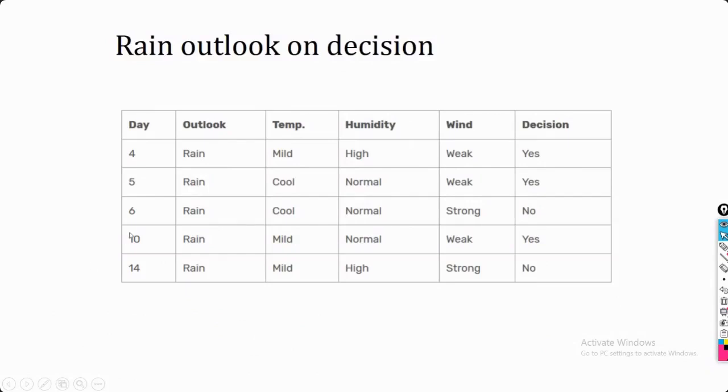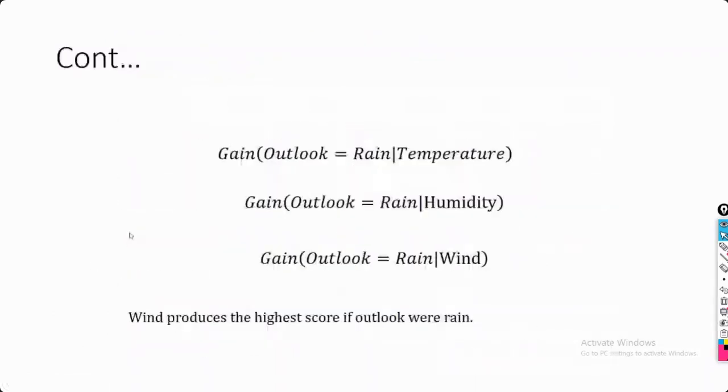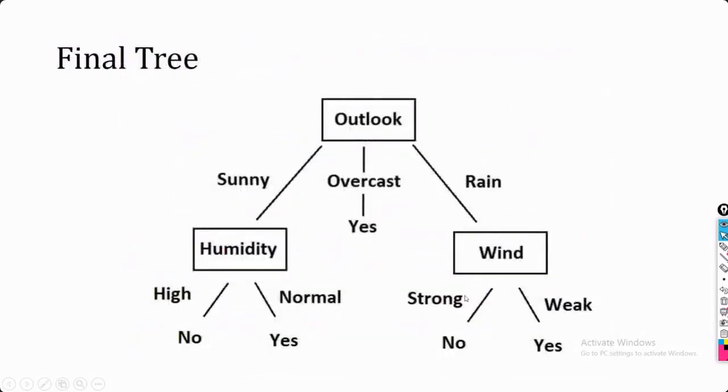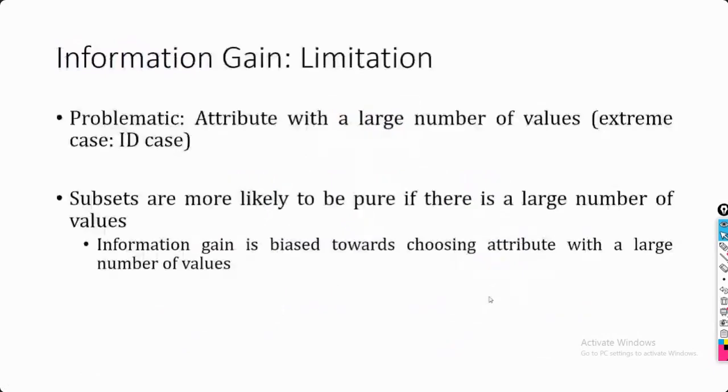Now next, same thing we are going to do with rain also. On the rain side, again I'm going to consider temperature, humidity, and wind, all three attributes. Suppose for example wind is giving me the better gain, so that's why I have selected wind as my next criterion. Okay, so this is the final tree for your given training data.